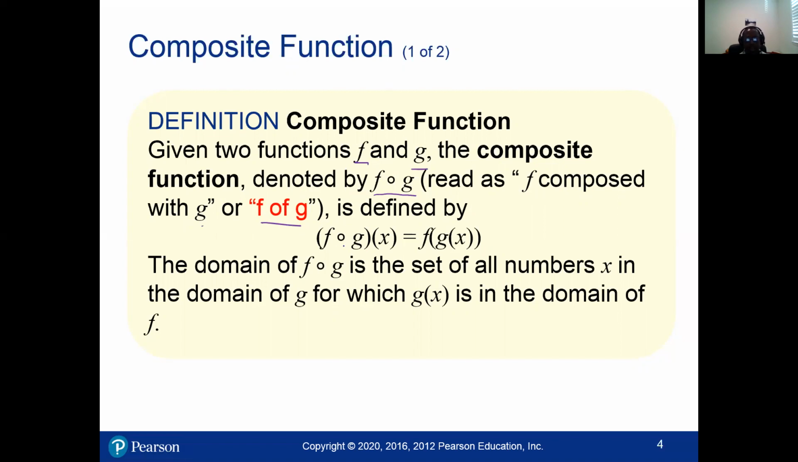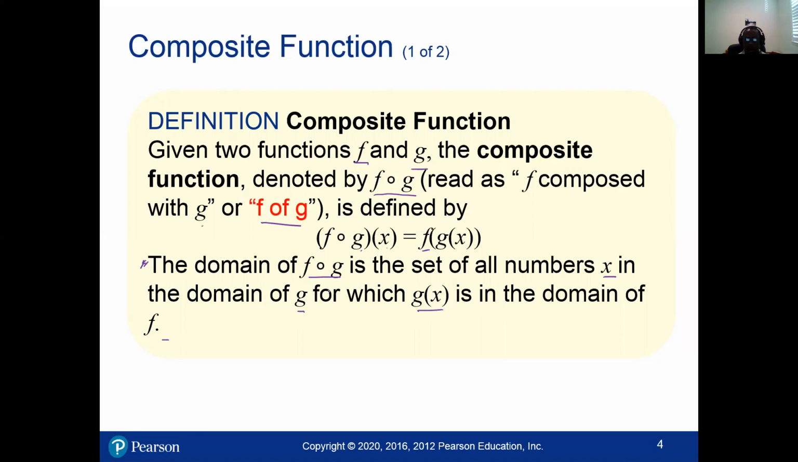It's defined as follows: if you have f of g of x, it means evaluate the function g at x, then put the result into the function f and evaluate it. The domain of f of g, or f composed with g, is the set of all real numbers x in the domain of g for which g of x is in the domain of f. So that's the definition for finding the domain of the composite function f of g.